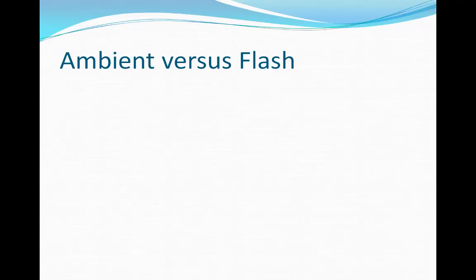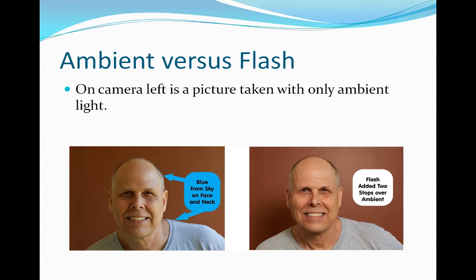And so I did two different pictures. One without flash and one with flash. And on the camera left, you can see the picture taken with only ambient light, no flash. And as you look closely, you can see that I have blue up here on my forehead and down around my neck area of my face. And if you look really close at my gray shirt, even on the far side, I have a little green cast in that. It was being bounced in there.